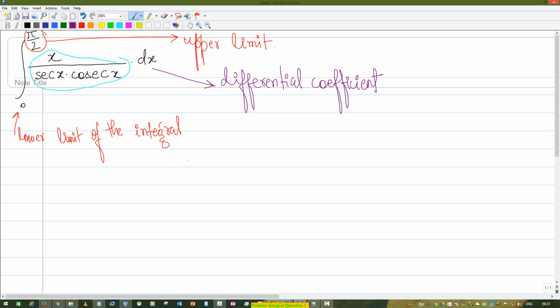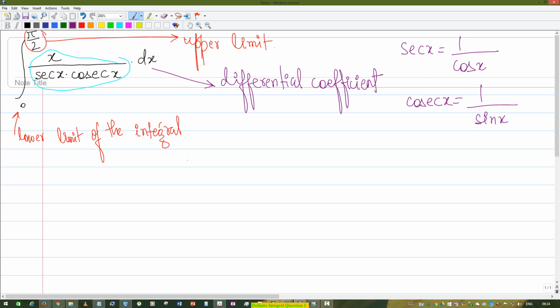So the integrand is x upon secant x multiplied by cosec x, wherein we know that secant x is nothing but the inverse of cos x, and vice versa, cos x can be said as the inverse of secant x, and we know that cosec x is the inverse of sin x.